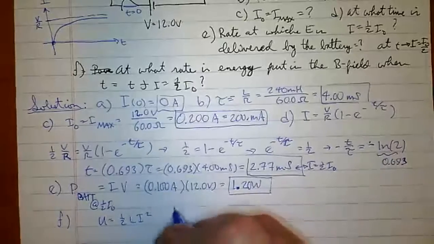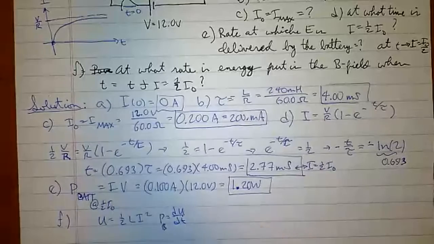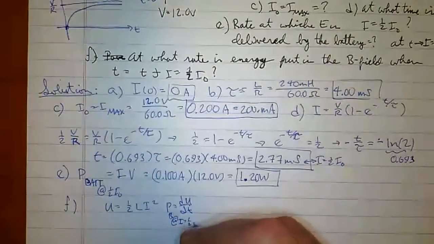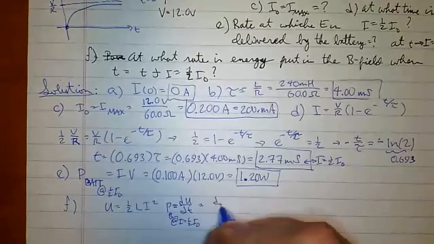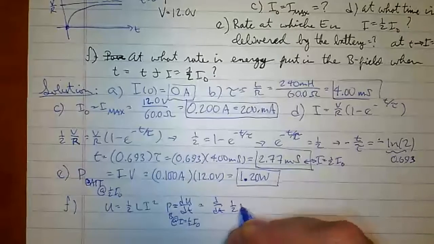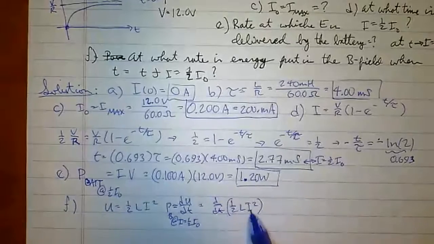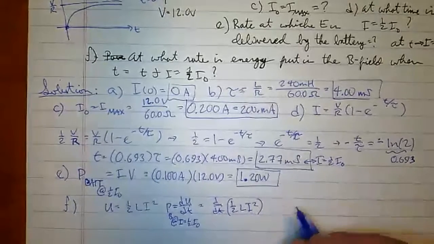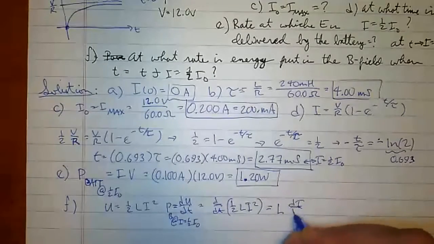But we want to know the rate. Well, the rate is dU/dt. So that's the power that we're talking about. And that's power sub B, meaning in the B field. And I'll say at I equals 1/2 I0, just to remind us again, we're doing it at that particular point in time. Well, that's just d/dt of 1/2 Li squared. Using our chain rule, the derivative of this with respect to I would be 2 times 1/2 Li. So that's just going to be Li. And then you got to take the derivative of I with respect to t. So it's going to be equal to L I di/dt.